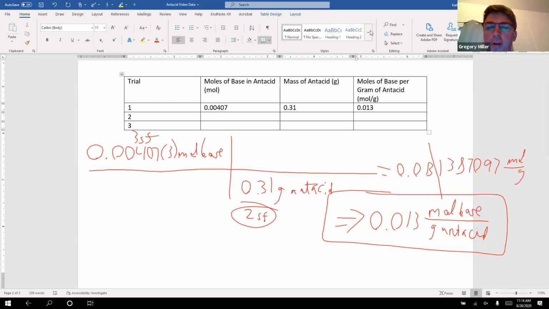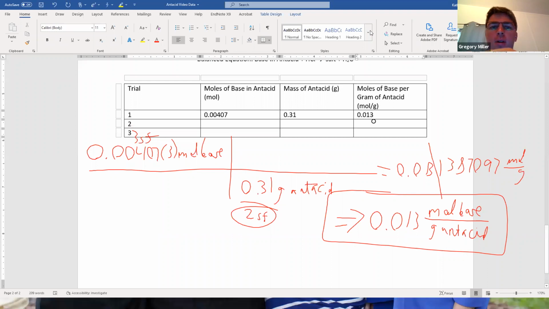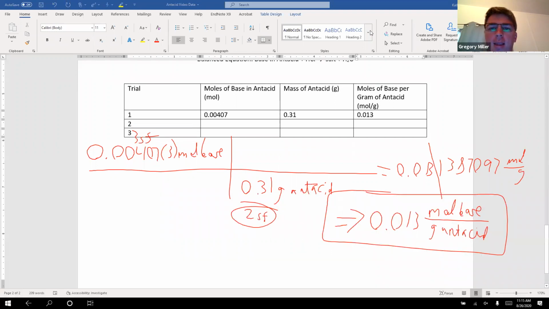So that's really all of the calculations. You can repeat it for all of your other trials and get all of your values. There should be an extra credit assignment as well that does something a little bit different. It looks at a full sample of antacid and has you find the moles of base in 1 tablet of antacid instead of per gram. But a lot of the math is very similar and very straightforward, similar to this.